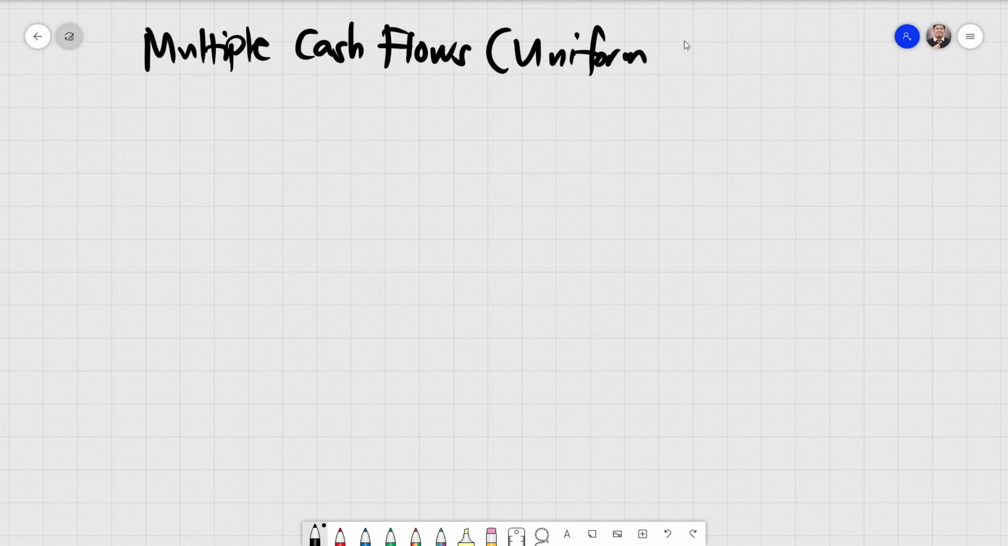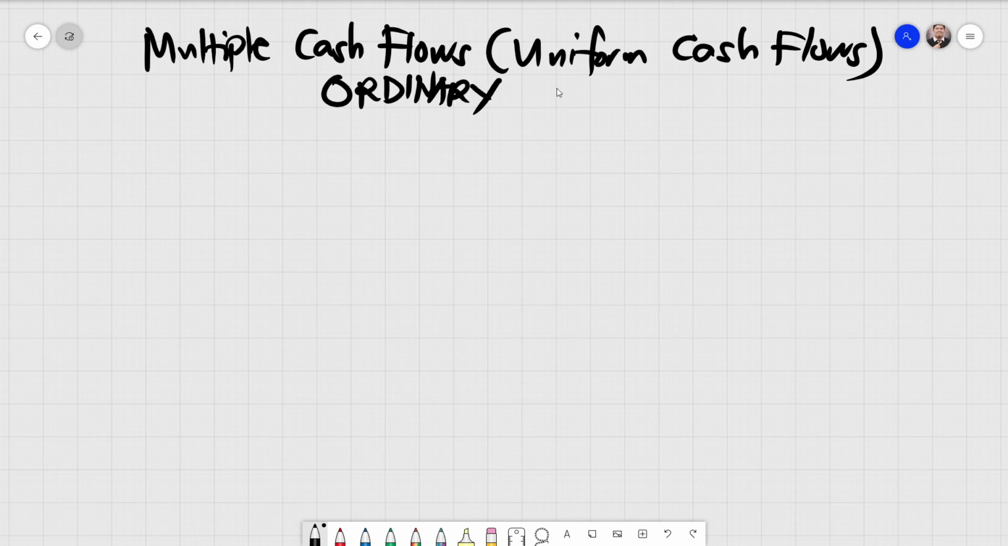So, uniform meaning equal and equally spaced yung mga cash flows na mag-occur sa ating period. This is also called the ordinary annuity. Doon lang tayo sa ordinary annuity.